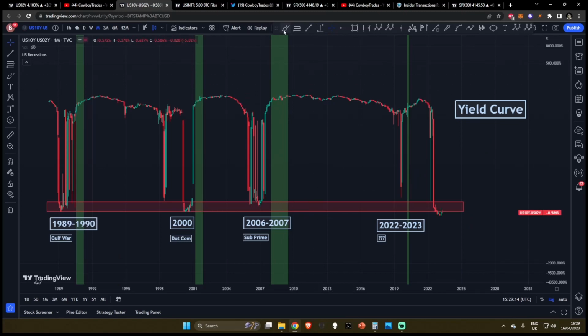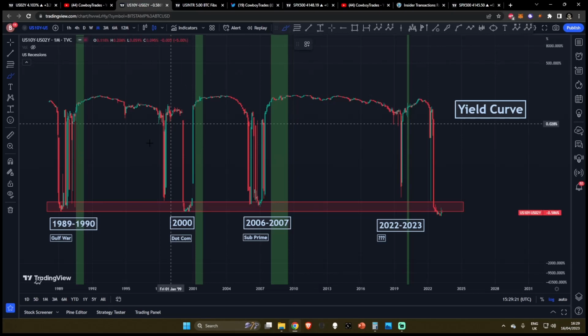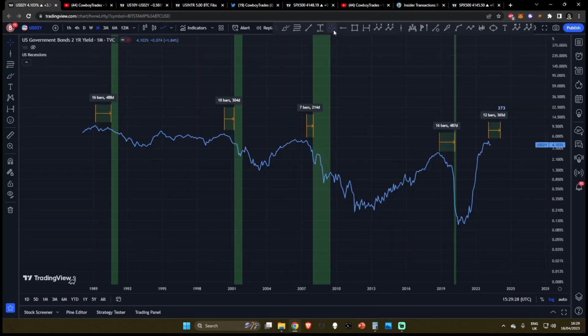If we come over to the yield curve, which is the 10-year government bonds minus the 2-year government bonds, what you can see is when the yield curve inverts, this has previously predicted all of these major recessions which we've been tracking on our charts. But let's dive into the new chart before we discuss that in any further detail.